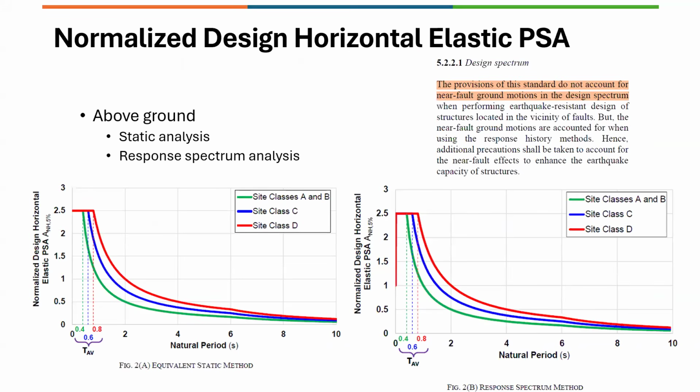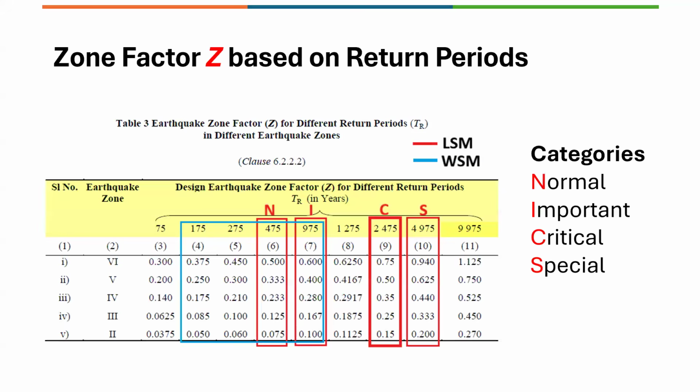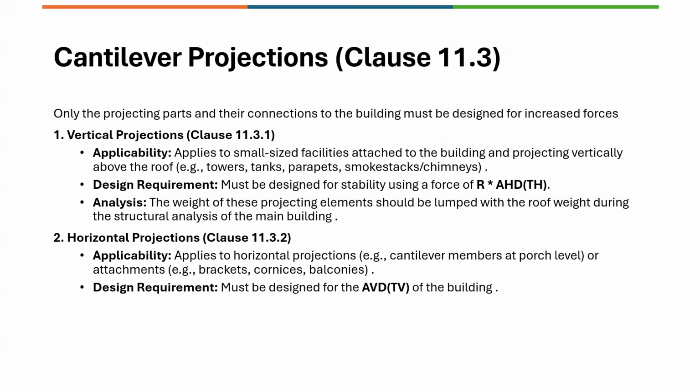We'll be using two different spectra for the equivalent static method and the response spectrum method. For time history or the response history analysis, we use the ground motions directly. Other inputs such as I, R, and Z are obtained from the code. These are clearly given, and you can easily select them from the code.